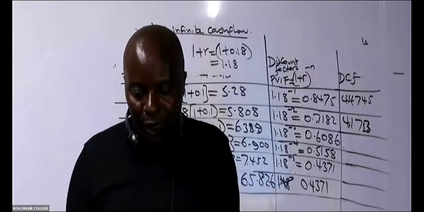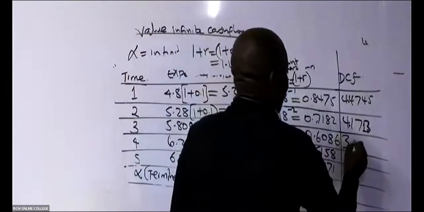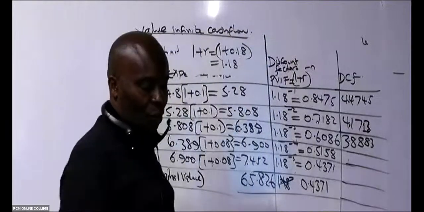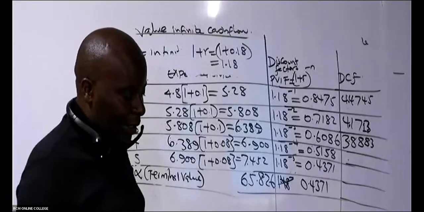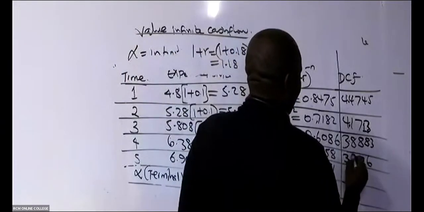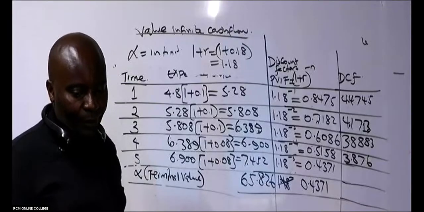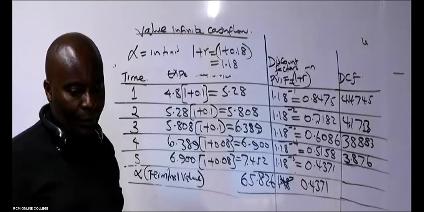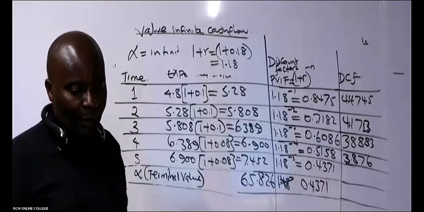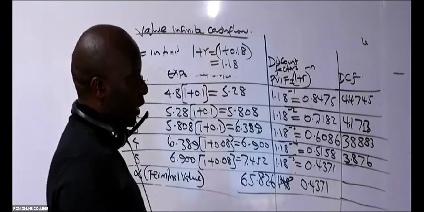So the second last, ladies and gentlemen, what do we have there? 38,883. Thank you so much. 38.76, I'm told. Then 74.52 times 0.4371 gives 32.57.